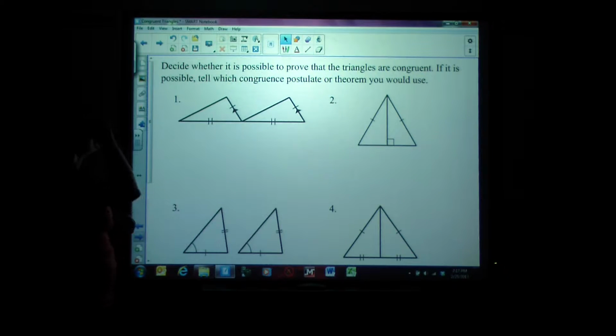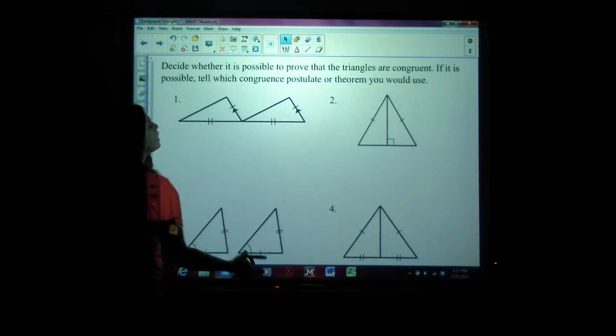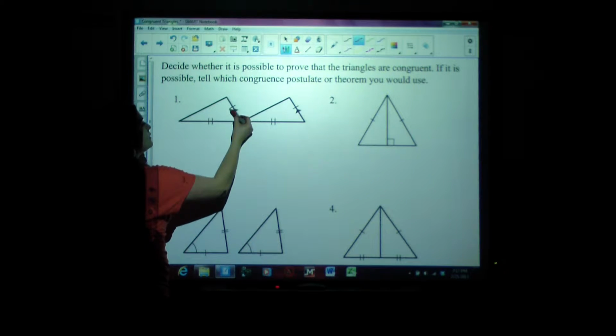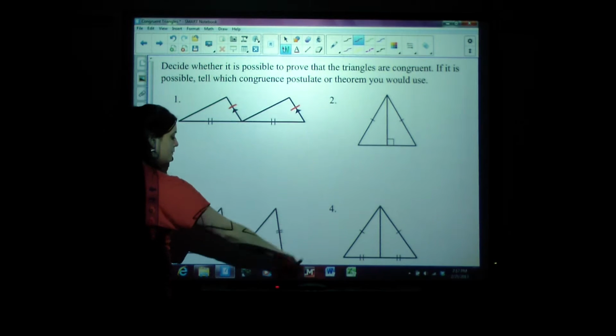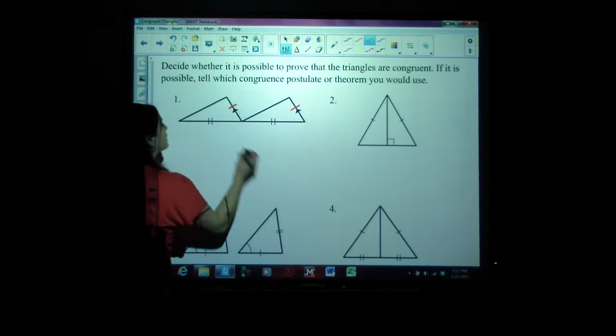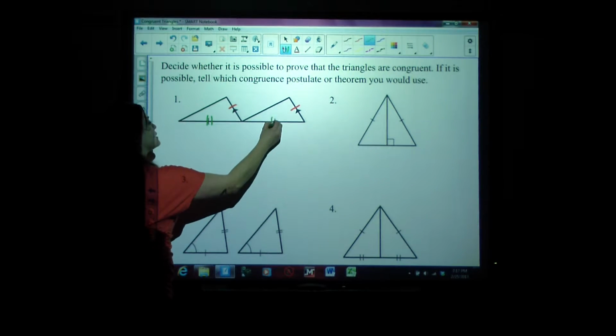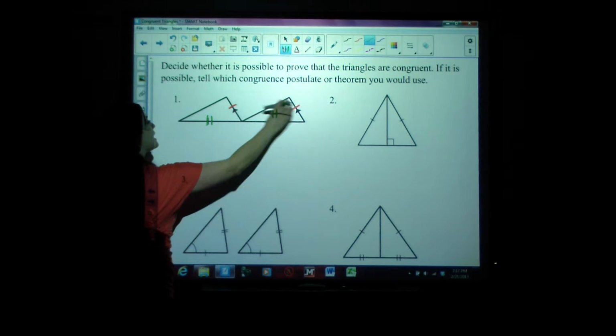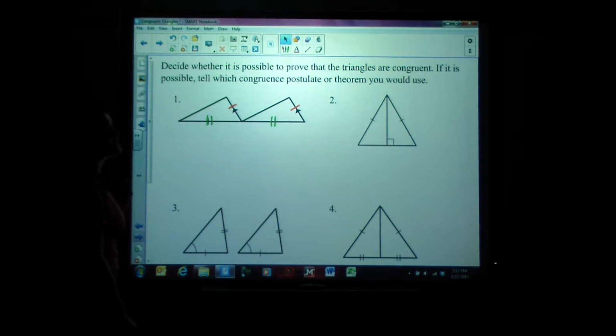So here we go. It says, decide whether it's possible to prove that the triangles are congruent. If it is, tell which congruence postulate or theorem you would use. So let's look at this first picture. We are given that this side is congruent to this side, and we are given that this side is congruent to this side. So we have two sides so far, and just those two sides are not enough information.